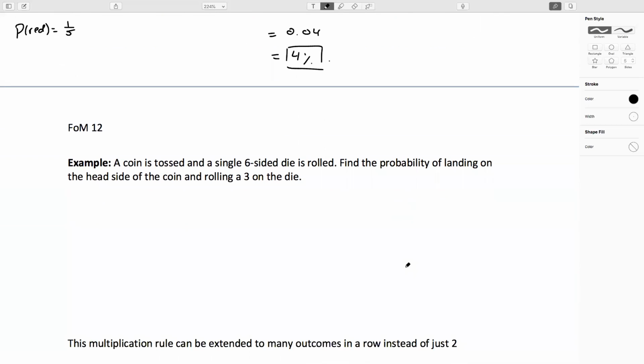A coin is tossed and a single 6-sided die is rolled. Find the probability of landing on the head side of the coin and rolling a 3 on the dice. So as far as the coin goes, there's only 2 outcomes. There's a head or a tail.